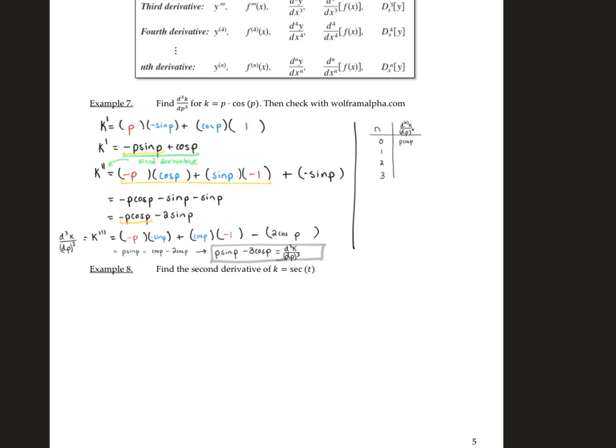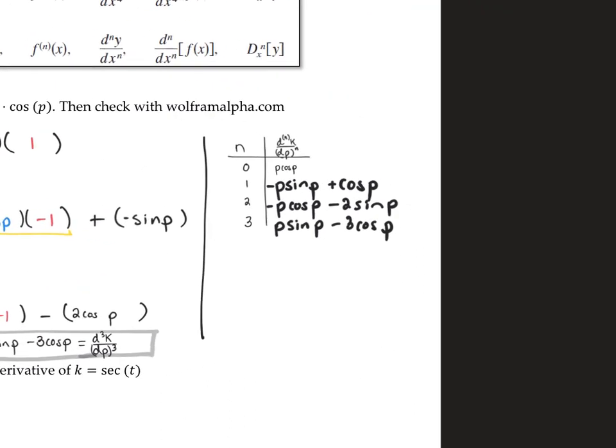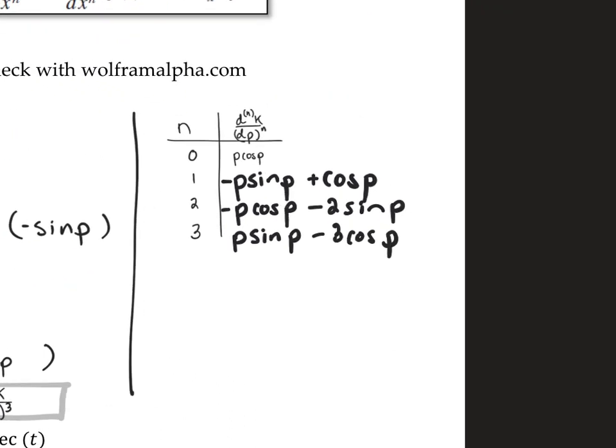Okay, and then our first derivative was negative p sine p plus cosine p. Our second derivative was negative p cosine of p minus 2 sine p. And our third derivative was p sine p minus 3 cosine of p. And whenever you have sine and cosine and you're doing multiple derivatives, there's going to be a sort of pattern that ends up coming through. And that part has to do with our relationship between sine and cosine derivatives.